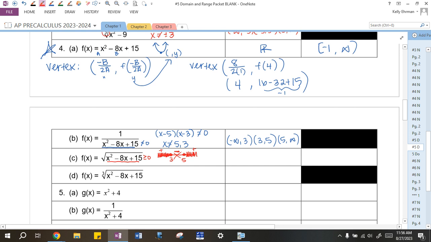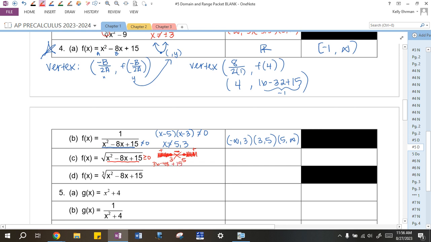36 minus, oh wait, what did I say? I can plug in 6. Yeah, so 36 minus 48. What is that? That's negative 12, but then plus 15 gives you a positive.